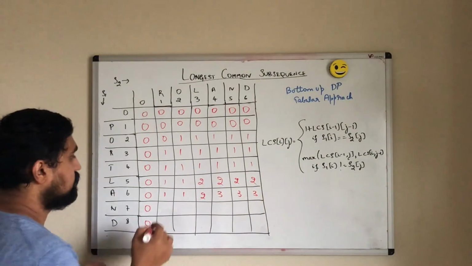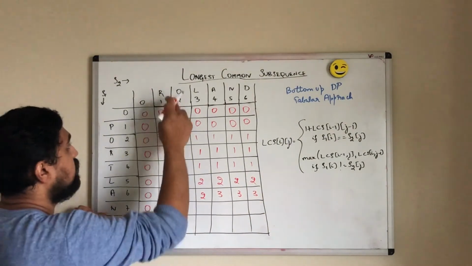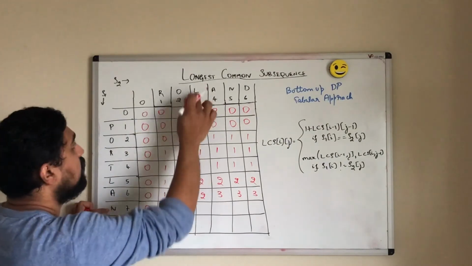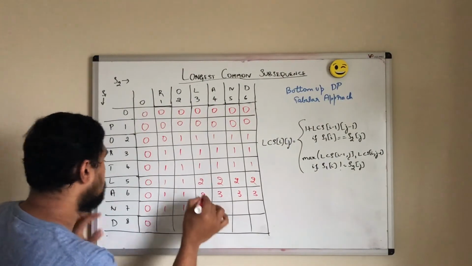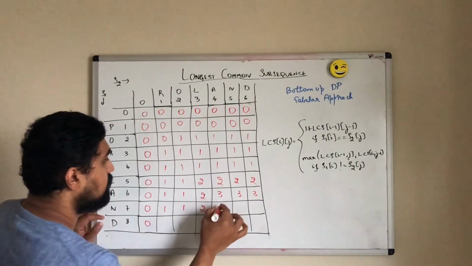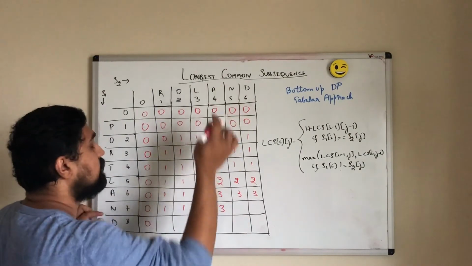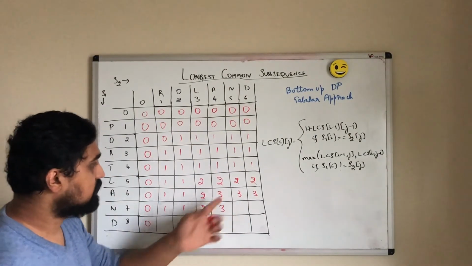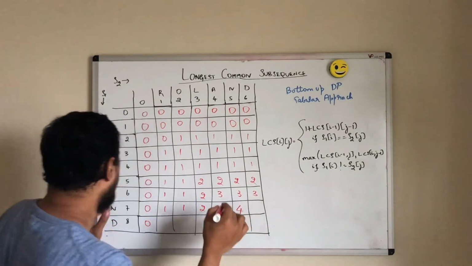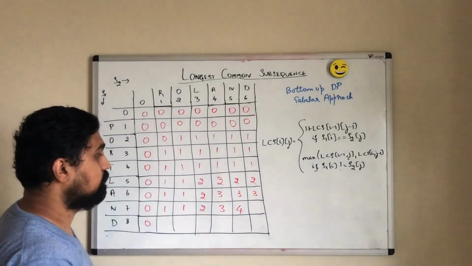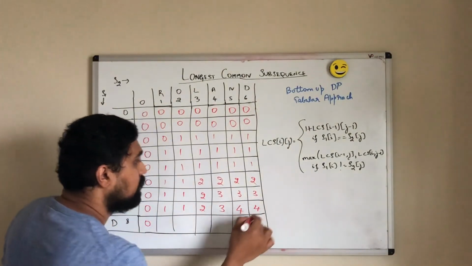N and R, they do not match, so this is 1. N and O, they do not match, this is 1. N and L, they do not match, this is 2. N and A, they do not match, this is 3. N and N, they match, so the value is 1 plus the diagonal element, this is 4. N and D, they do not match, so the value is 4.